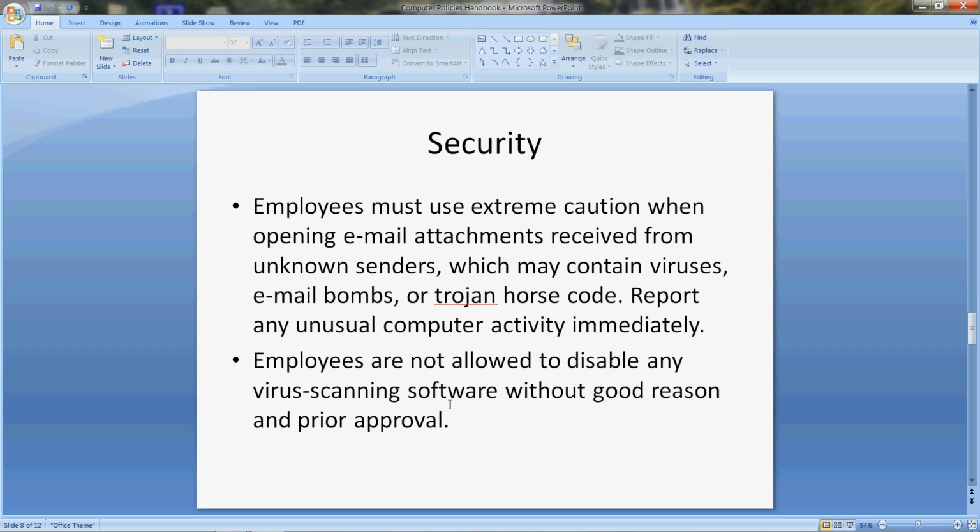Employees must use extreme caution when opening email attachments received from unknown senders, which may contain viruses, email bombs, or Trojan horse code. Report any unusual computer activity immediately. Employees are not allowed to disable any virus scanning software without good reason and without prior approval.